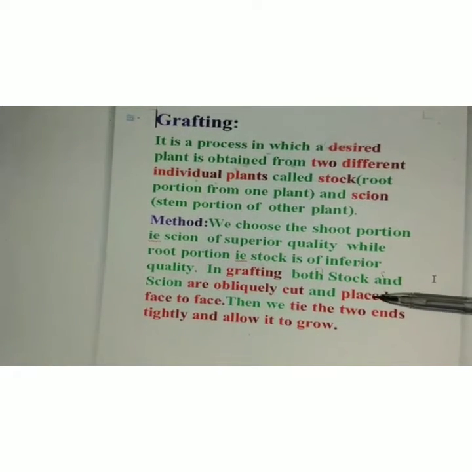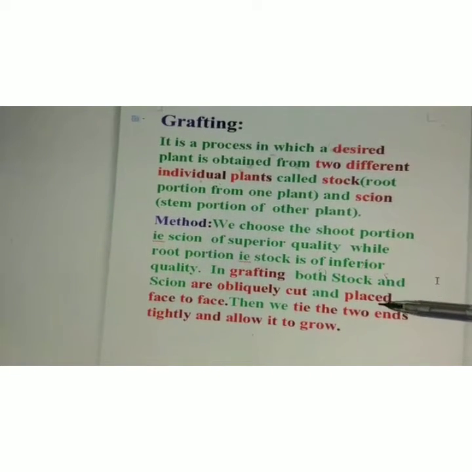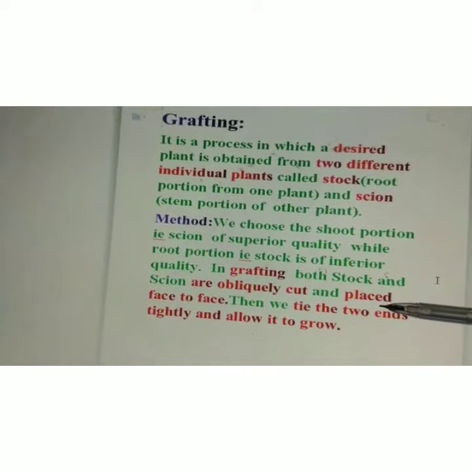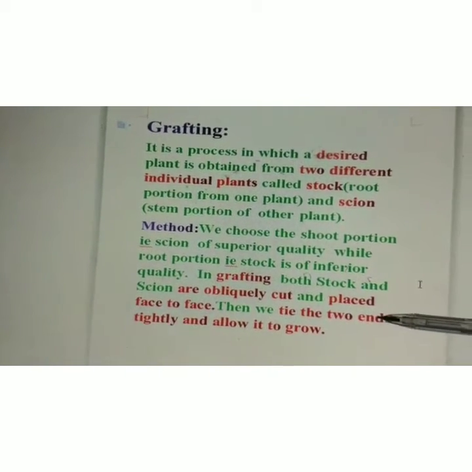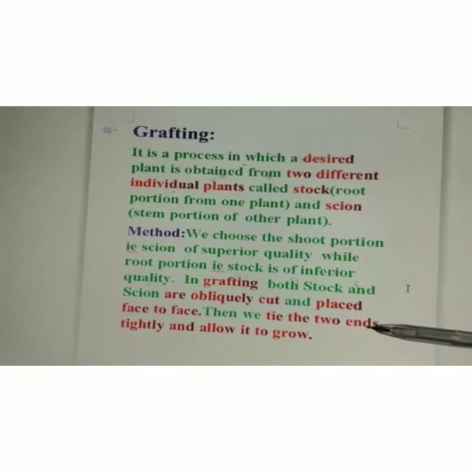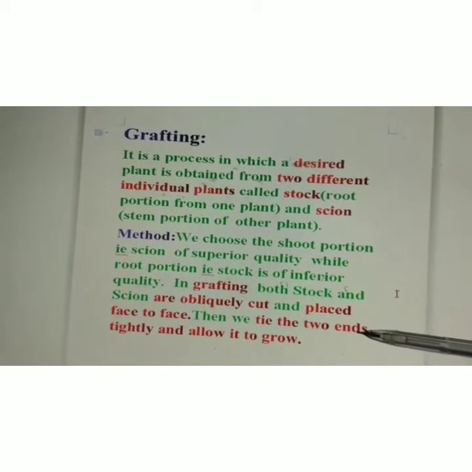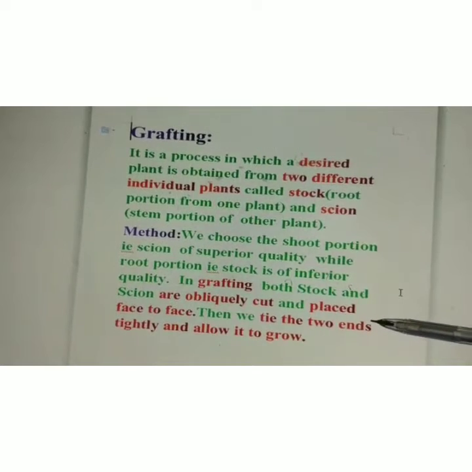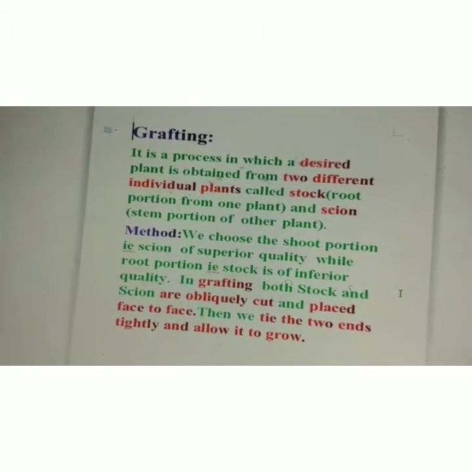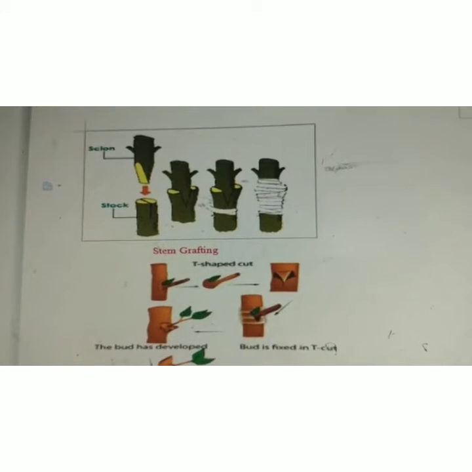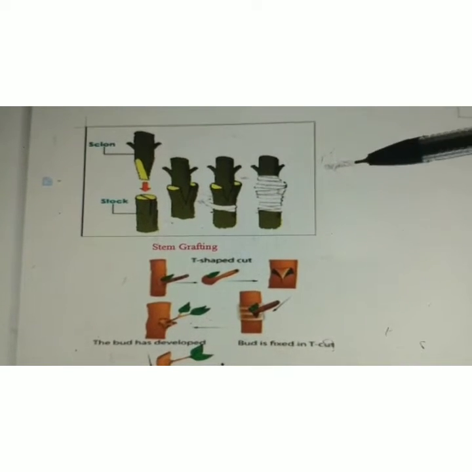In grafting, both stalk and scion are obliquely cut and placed face to face. Then we tie the two ends tightly and allow them to grow and give rise to a new plant with desired characteristics. Here you can see stem grafting.